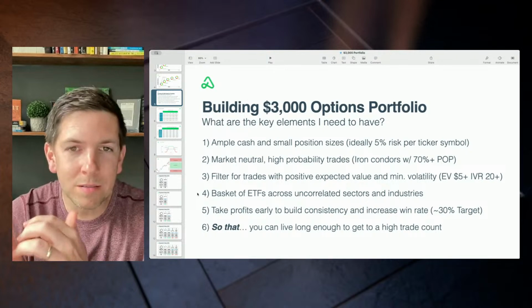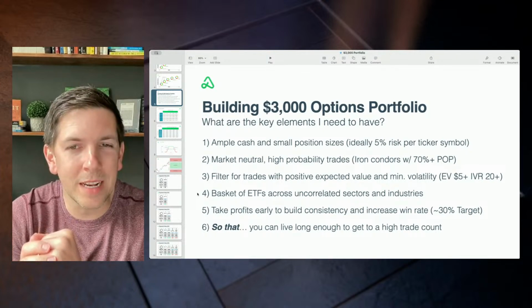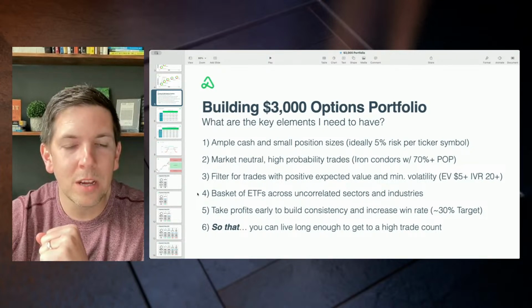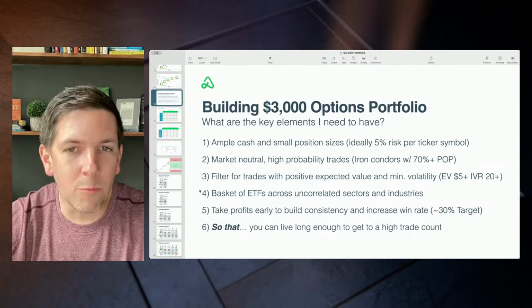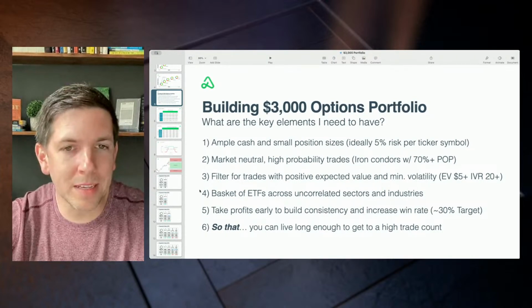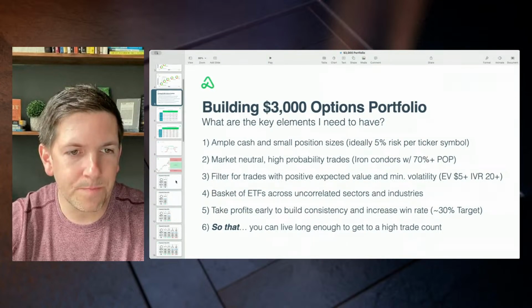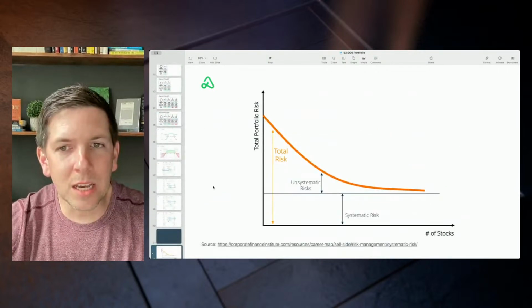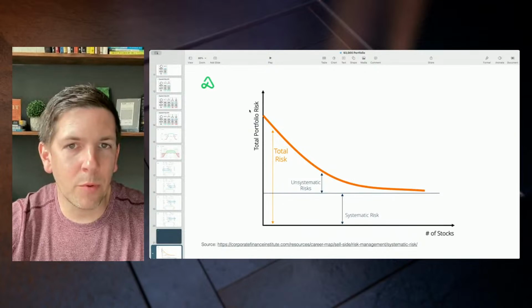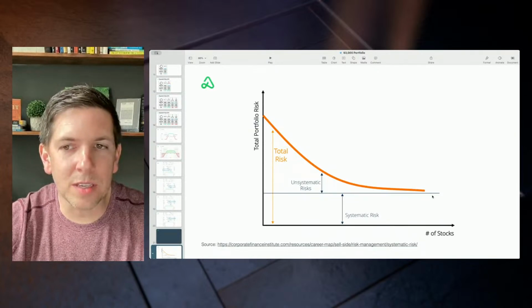You saw bonds trading a little choppy and sideways. They didn't really go down as much as the markets. But there are lots of opportunities here to reduce risk by trading a basket of uncorrelated ETFs. So what do I mean by this? Well, if you take the total risk of a portfolio, and you graph this out on a chart by just number of stocks.